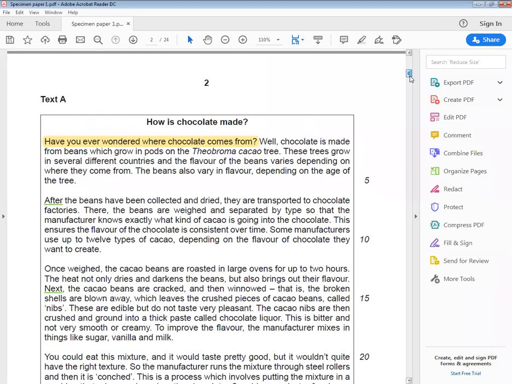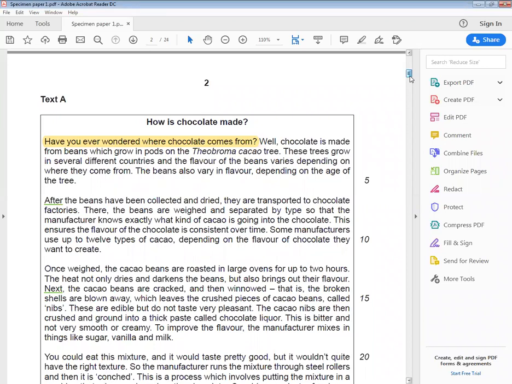Text A is an explanatory text. I hope you can remember explanatory texts. An explanatory text is a text that explains a process. It explains how something is done, okay? Like, for example, how does a volcano erupt? In the form of a process, in the form of stages.